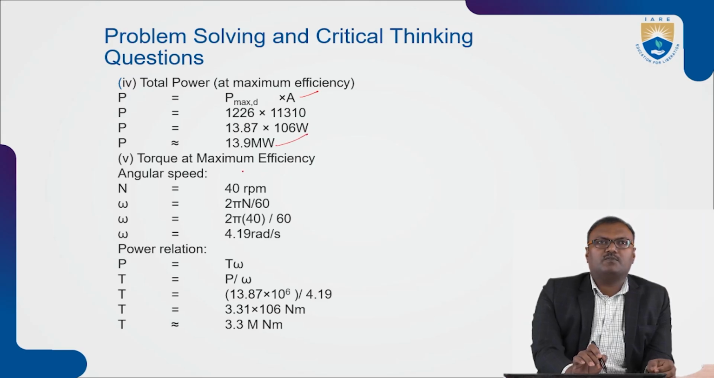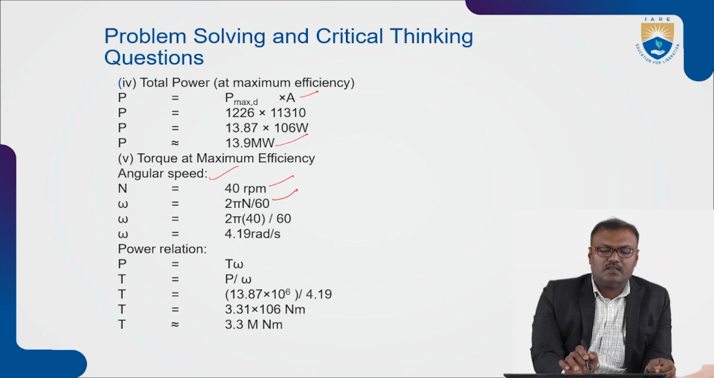Torque at maximum efficiency: the normal speed of the rotor is 40 revolutions per minute, and angular speed is 2 pi n by 60, where n is 40 rpm, so it is 2 pi into 40 by 60. So angular speed is 4.19 radians per second, and power is P equal to T omega, so T is P by omega, giving 3.3 mega Newton meter.